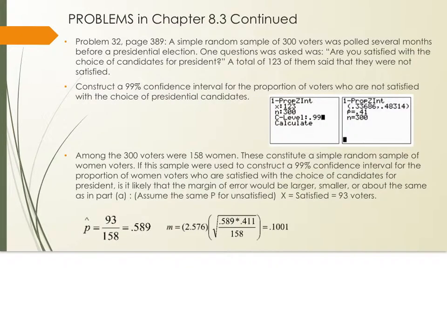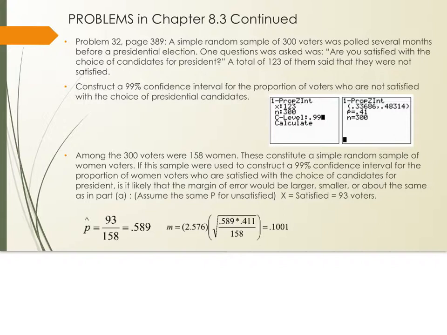Our second problem in chapter 8.3 is problem 32 on page 389. A simple random sample of 300 voters was polled several months before a presidential election. One question was asked, are you satisfied with the choice of candidates for president? A total of 123 of them said they were not satisfied. Construct a 99% confidence interval for the proportion of voters who are not satisfied with the choice of presidential candidates.